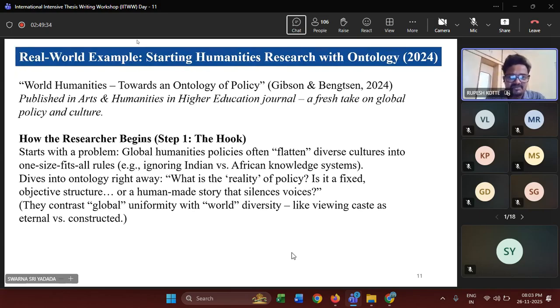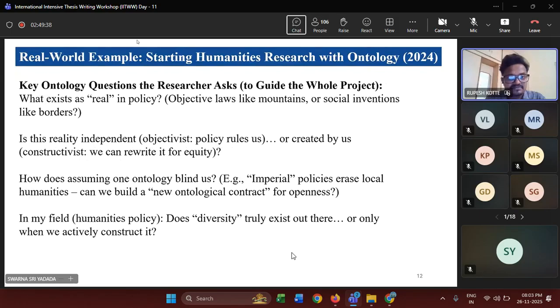There is something more about this particular paper. The key ontology questions the researcher asks are: what exists as real in this policy? What are the objective laws? Is it like mountains, or social inventions like borders? Is this really independent, which is objectivist, or are policy rules created by us? When it is through the constructivist lens, we can rewrite it for equity, which means they are trying to interpret it rather than looking at it objectively, as a one-size-fits-everything kind of framework. So how does assuming one ontology blind us? For example, imperial policies erase local humanities. So can we build a new ontological contract for openness?